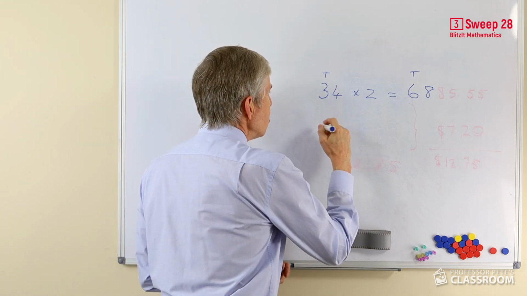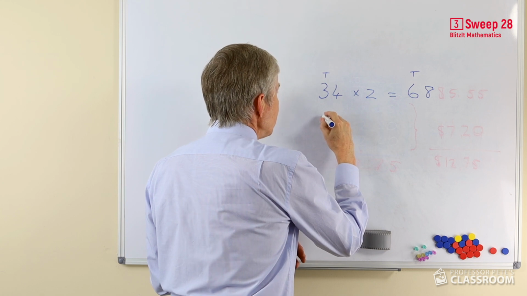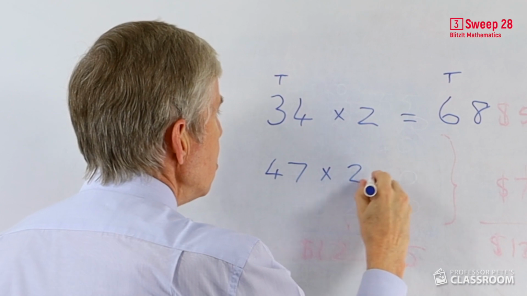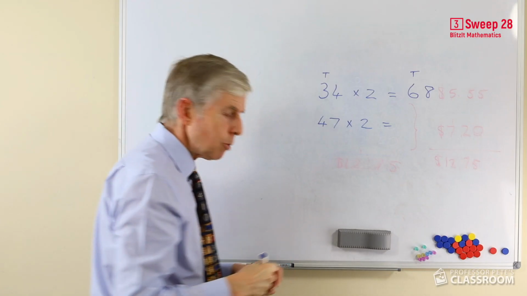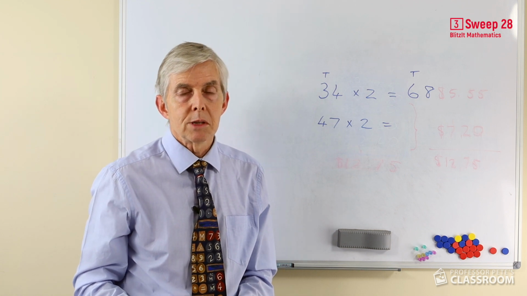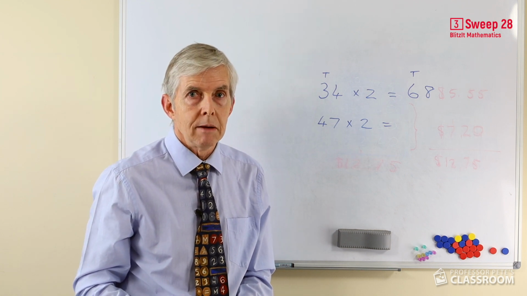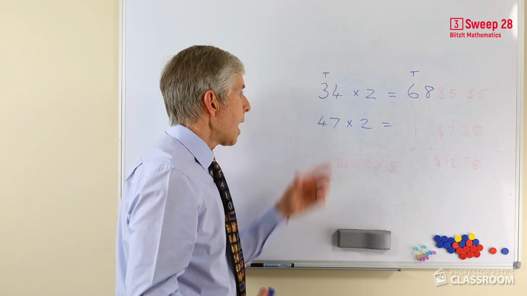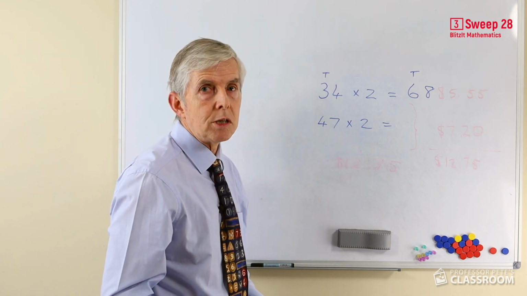Let's take a more difficult one where there is regrouping. So let's take 47 times 2. Now, as an adult, you'll be able to see straight away, of course, the 7 is going to complicate things because double 7 is 14 and we've got to carry a 10. But we can still start on the left-hand side. Ask the students what is double 40 or double 4 tens.